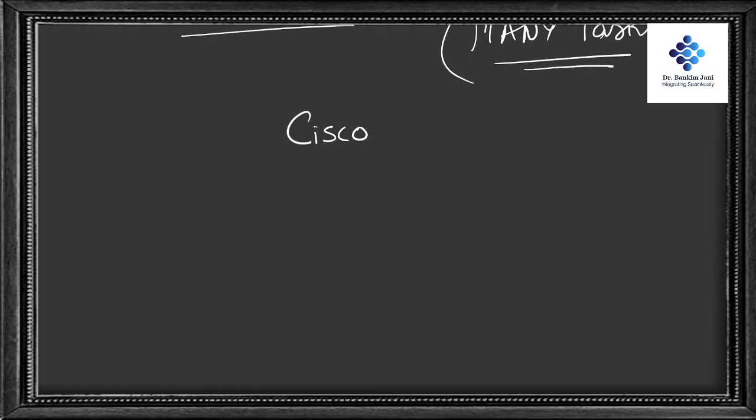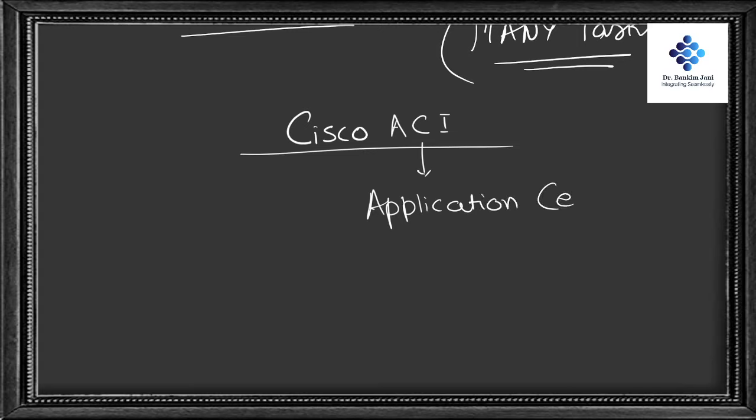So Cisco came up with the idea of ACI. They said that this is application centric infrastructure. Now, this was an amazing idea.